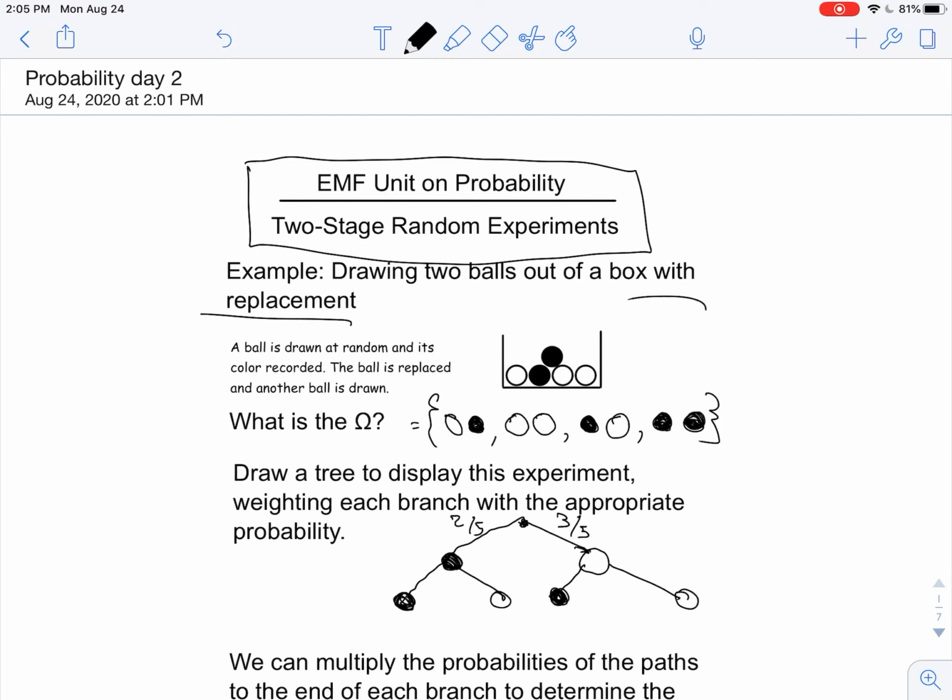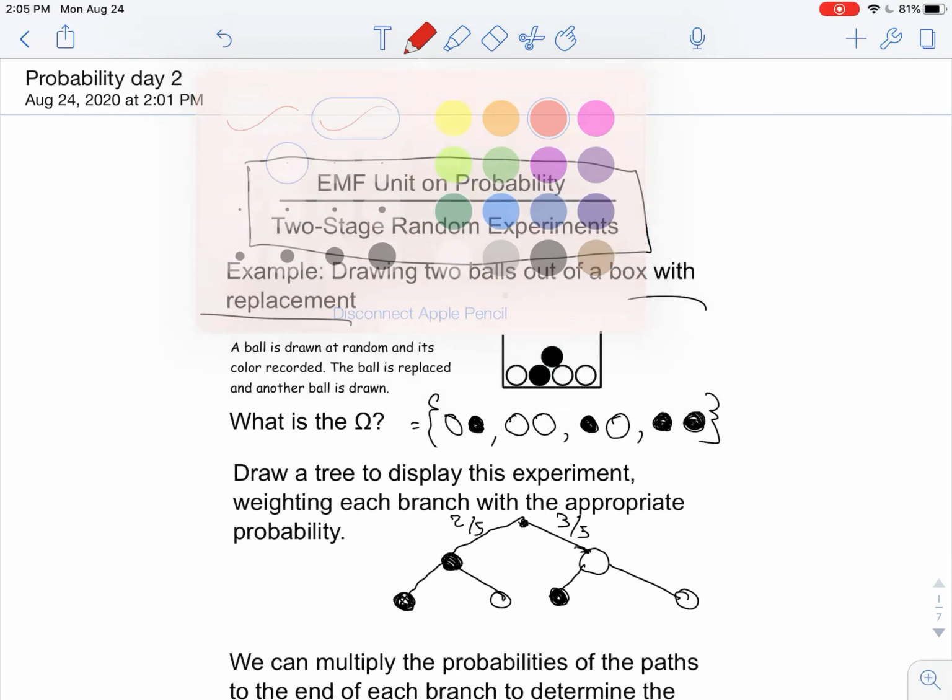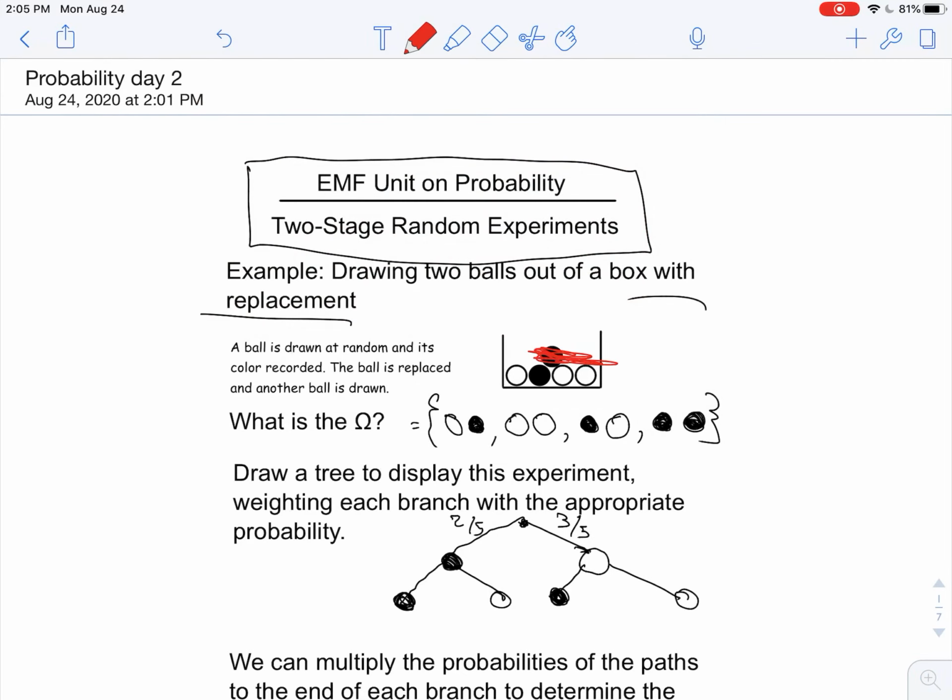Because if I pulled out this black ball and it was just gone, now I'd only have a 1 in 4 chance. But that's not what's happening here. Because I throw it back in, I've got 2/5 probability of pulling out a black ball and 3/5 of a white, and over here it's still 2/5, and again still 3/5.